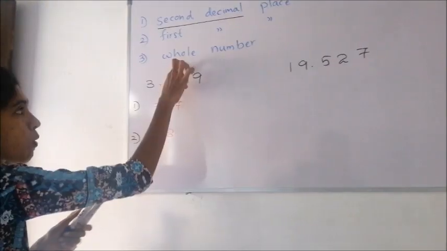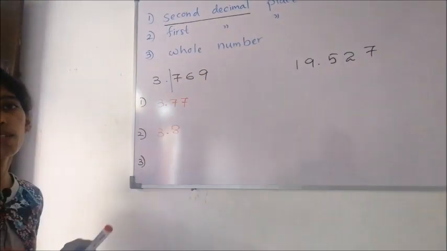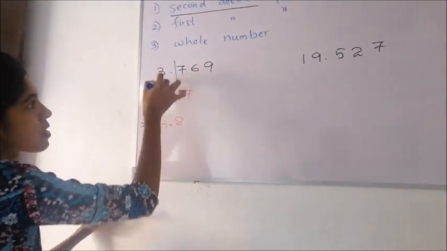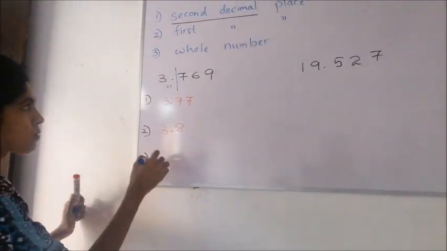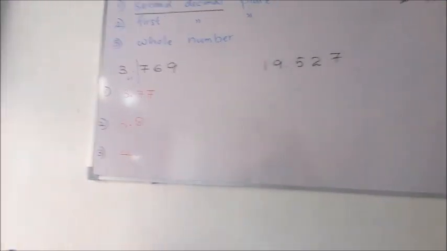Next, to the nearest whole number. That means we don't want any decimal places. From here, you need to remove all the decimal places. Look at the number, you are removing 7, no? Right, it is a big number, so need to add 1. So the answer is 4. We will go to the next example.